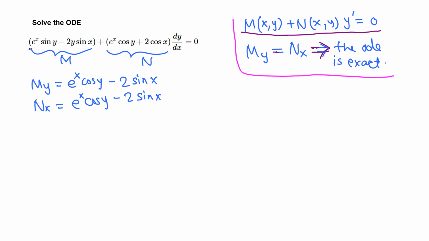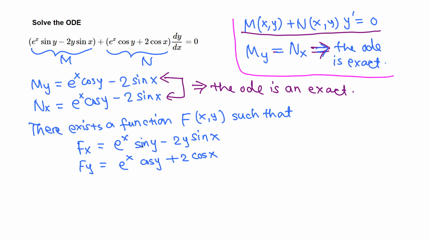Okay, so let's find the partial of M with respect to y. We are assuming x is constant, so e^x is constant, the derivative of sine y is cosine y, and 2y just gives 2 sine x. And we find the partial of N with respect to x. We get this, and they are the same. That means the ODE is exact.